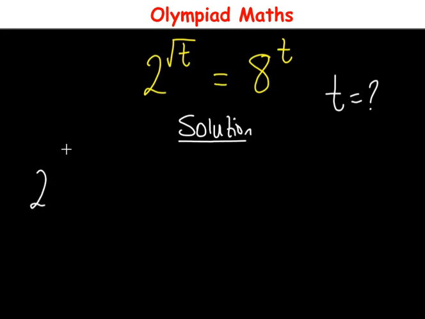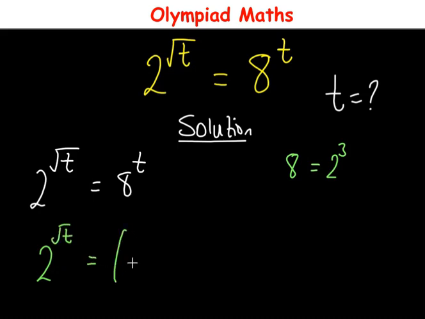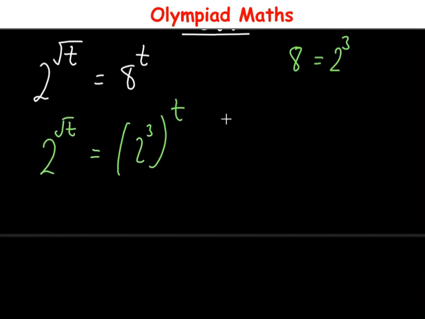we have 2 raised to power root t equals 8 raised to power t. Now first, we can write 8 as 2 raised to power 3. So right here, this becomes 2 raised to power root t equals in bracket 2 raised to power 3 to replace 8, then power of t. So from here, the next thing we're going to do is to apply this rule that if you have a raised to power b or raised to power c, this equals a raised to power b times c.